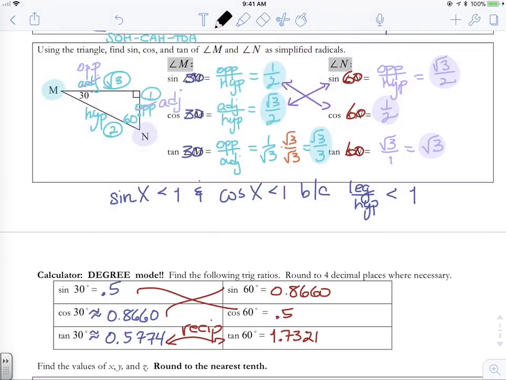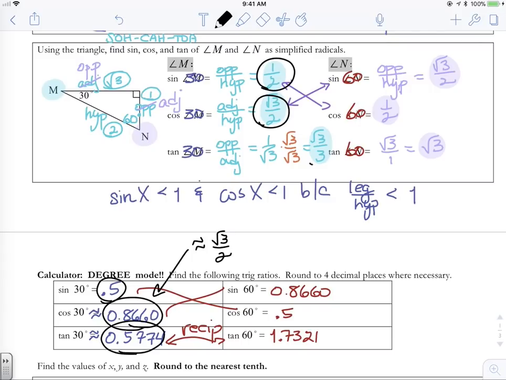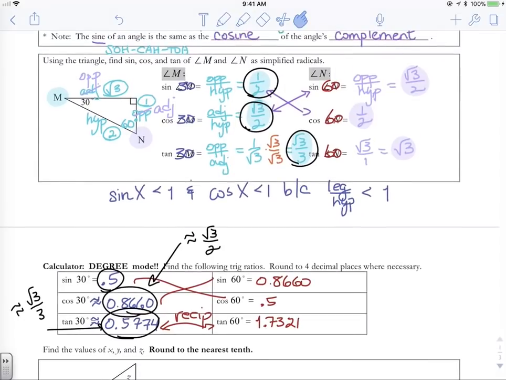So for example, if you type in square root of 3 over 2 into the calculator, you'll get about 0.866. Now that's rounded, so it's not going to be the same exact value. The exact value comes from a 30, 60, 90 triangle. And again, if you were to type in square root of 3 divided by 3, or 1 over root 3, you would get approximately 0.5774. We're giving decimal approximations of those values.